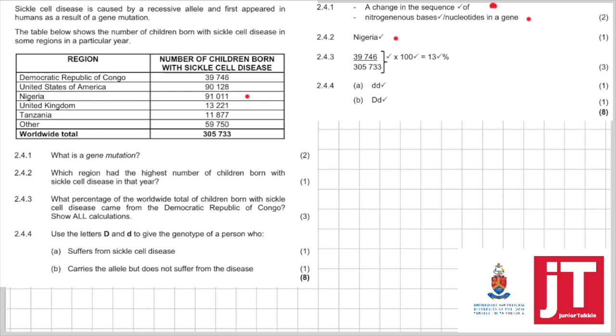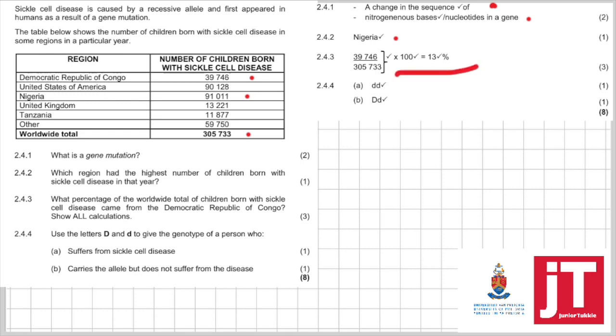2.4.3. What percentage of the worldwide total of children born with sickle cell disease came from the Democratic Republic of Congo? Show all calculations. So, the DRC: 397846 over the total multiplied by 100, and your answer is 13%.